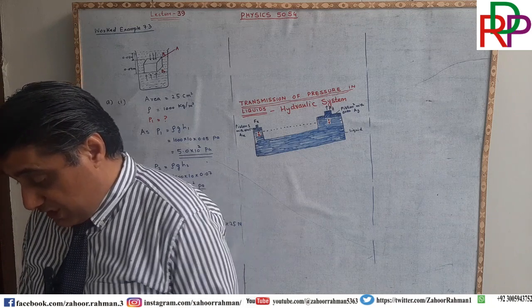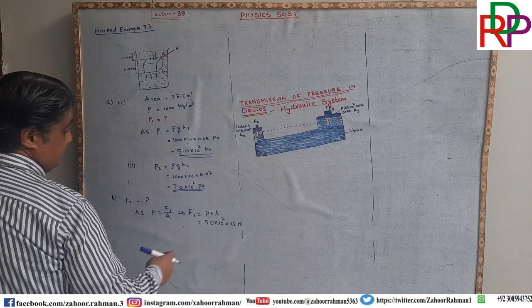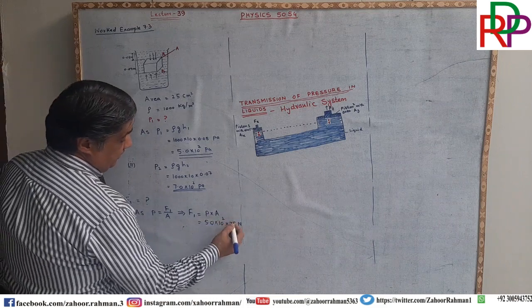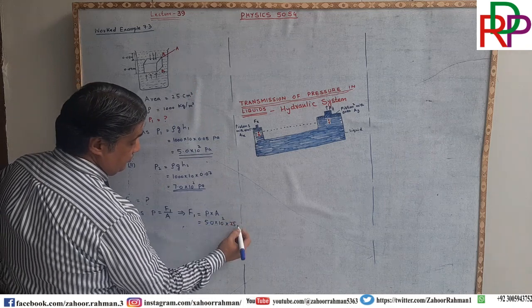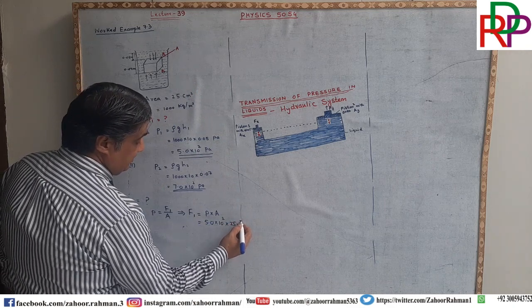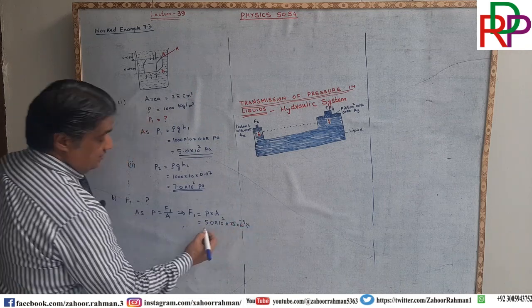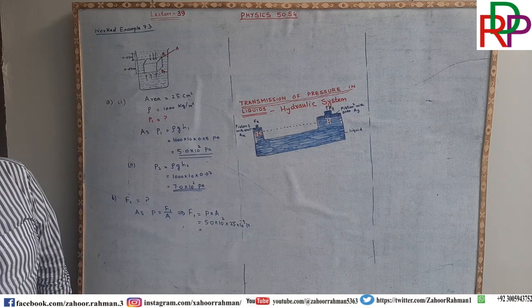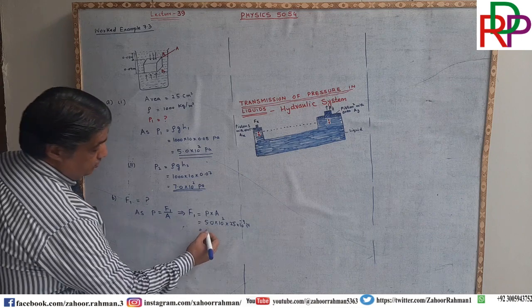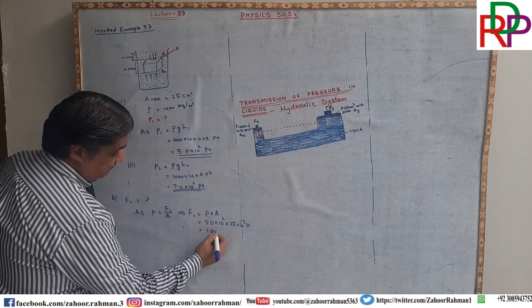So to calculate it, we get 2.5 into 10 raised to the power minus 3 Newton, which after the calculation is given as 1.25 Newton.